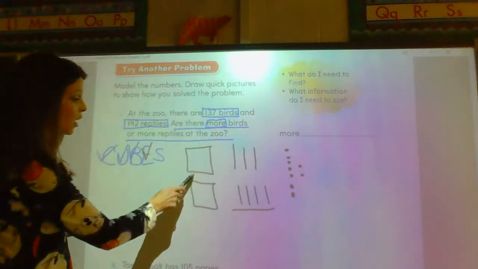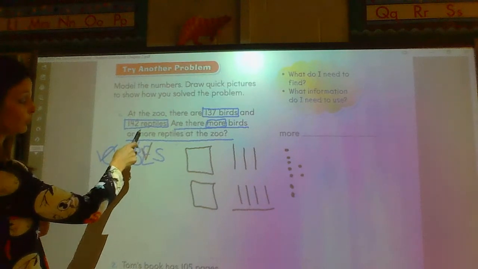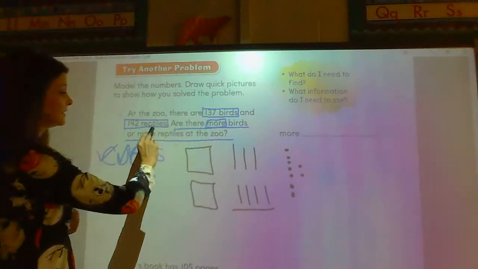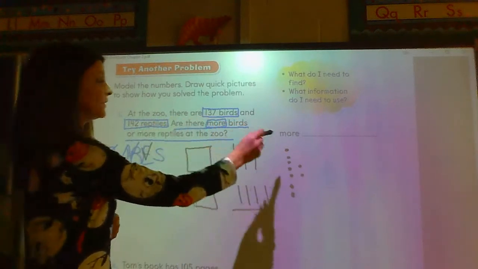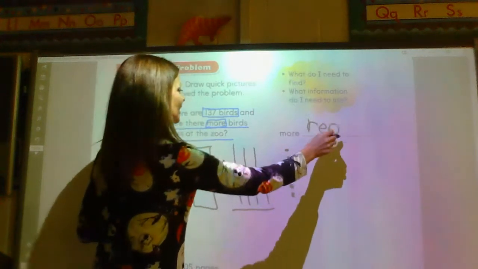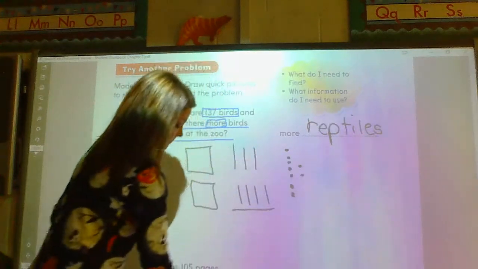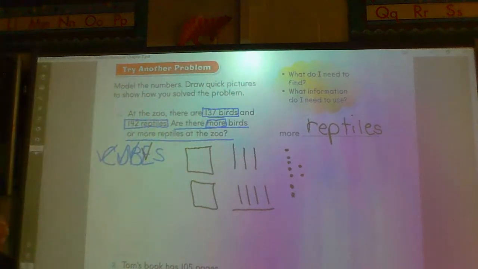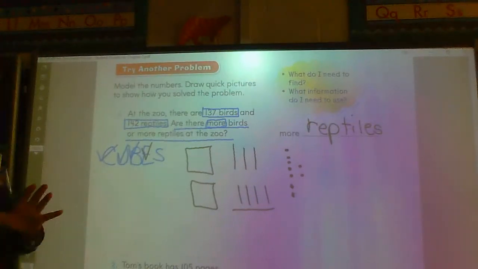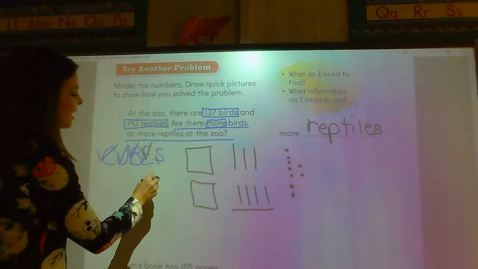So our bottom number was 142. So our question was, are there more birds or more reptiles? Well, there are more reptiles. So I need to take my word reptiles and carefully write it over here on this line after more. And I should spell it right because it's right there on the problem. If you need more time on this problem, you can push pause. If not, keep on going with me. We just solved our problem.